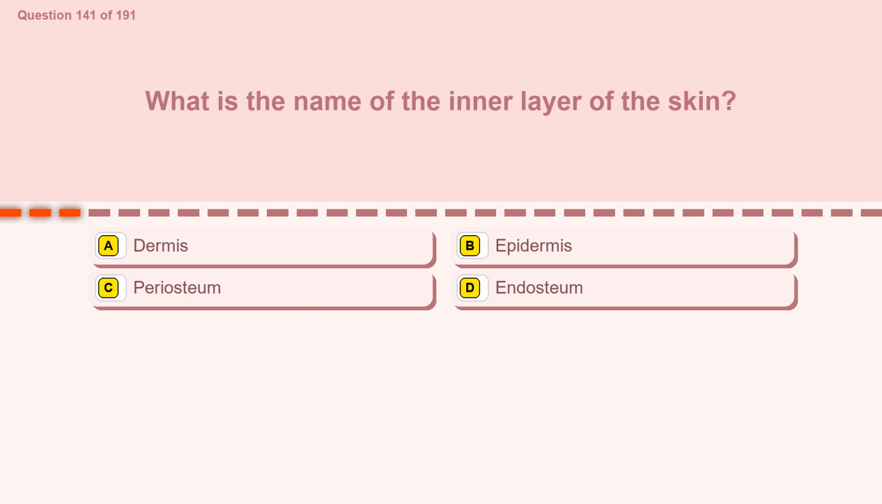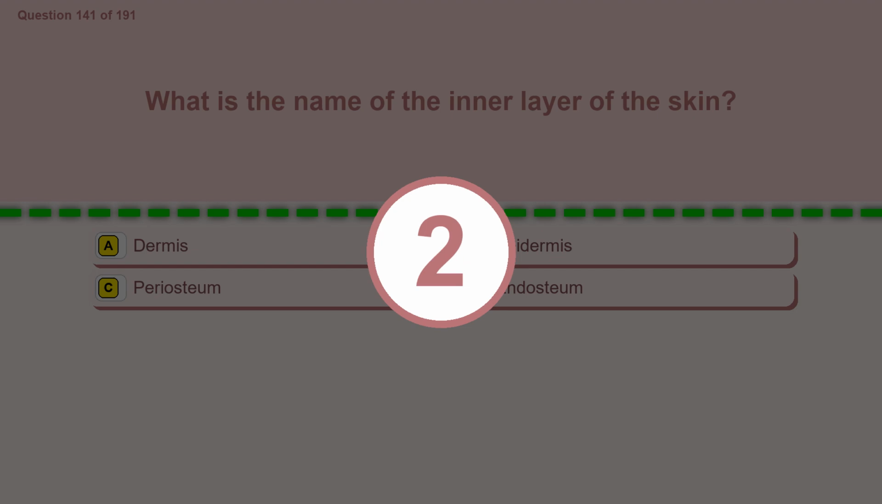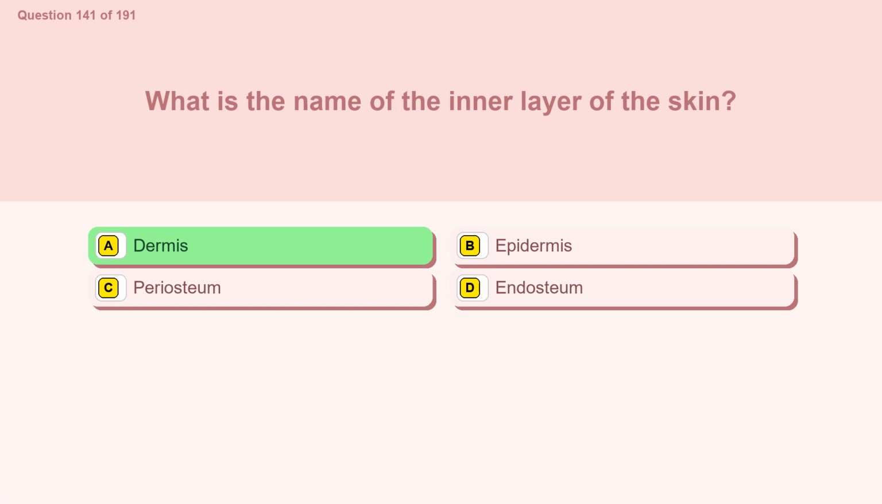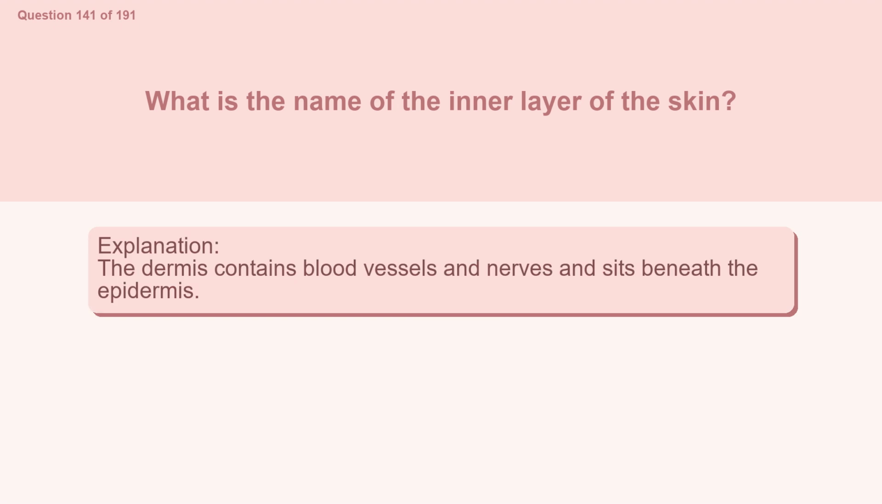Question 141. What is the name of the inner layer of the skin? Option A, dermis. Option B, epidermis. Option C, periosteum. Option D, endosteum. The correct answer is option A, dermis. The dermis contains blood vessels and nerves and sits beneath the epidermis.